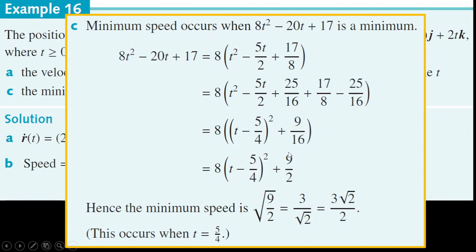And with the turning point, what you look at is that 9/2 will give you the minimum value of that expression. We go back to the speed expression, which has a square root. So the square root of that 9/2 simplified will give you the minimum speed. Okay. Also, when do you get that value? This is extra, but to find when, t is equal to 5/4. Basically when you have that turning point form, that left component will be equal to 0, so you make that equal 0, and that gives you the t value.